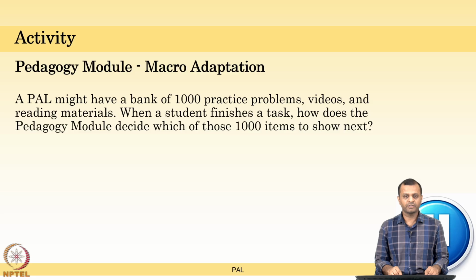Imagine a bank of 100 practice problems or videos, thousands. When a student finishes a task, how does the PET module decide which of those thousands should be shown next? Imagine you have a system, and a student finished topic 1. We have a lot of topics ready. How does the PET decide which topic to show next? Think about it, and think about anything similar you have seen in other domains, and pause this video, write it down. After writing, please continue.